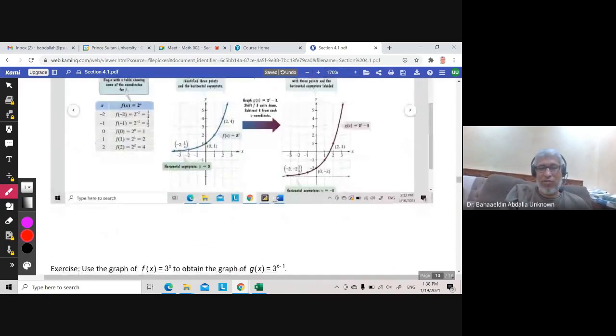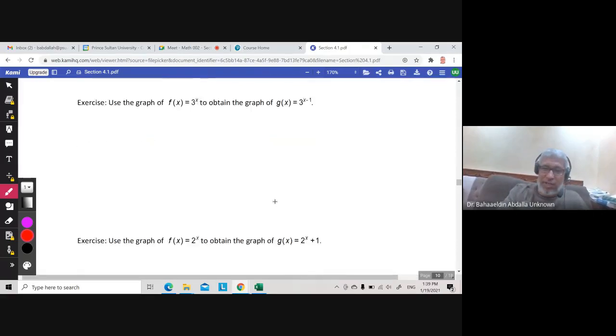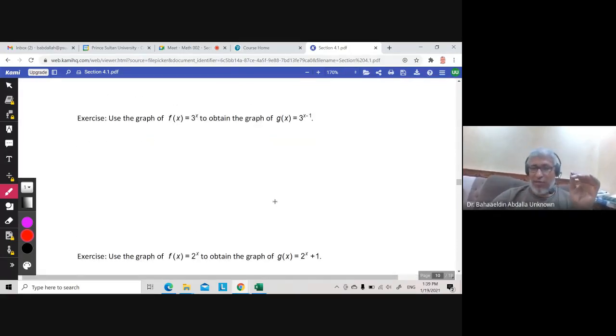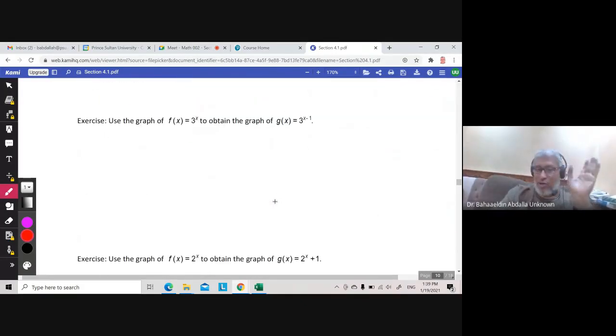For example, let us solve these exercises quickly. Here, use the graph of 3 to the power x to obtain the graph of 3 to the power x minus 1. If I want to sketch a graph with a table, you can of course do it quickly like I did here, without points. But if I want to use points, I will do like this. Please pay attention. This is x and this is y equals 3 to the power x. Now I know the graph, so I'm going to choose the 3 points which we always deal with: negative 1, 0, 1. 3 to the power negative 1 is 1 over 3. 3 to the power 0 is 1. 3 to the power 1 is 3.